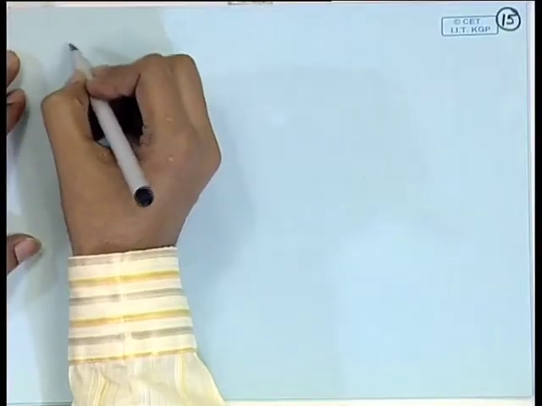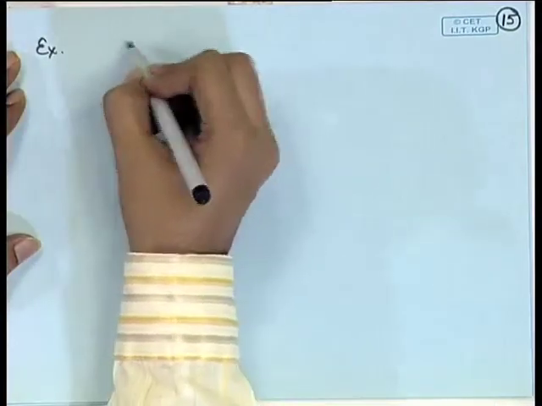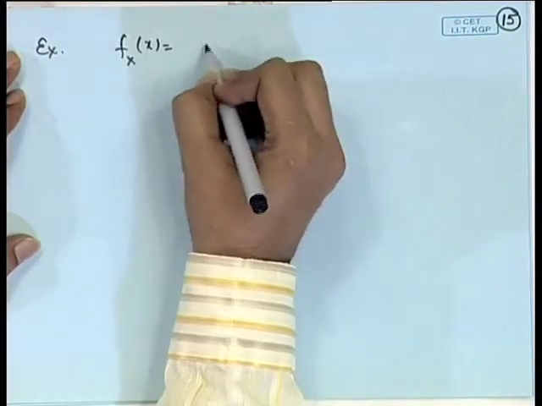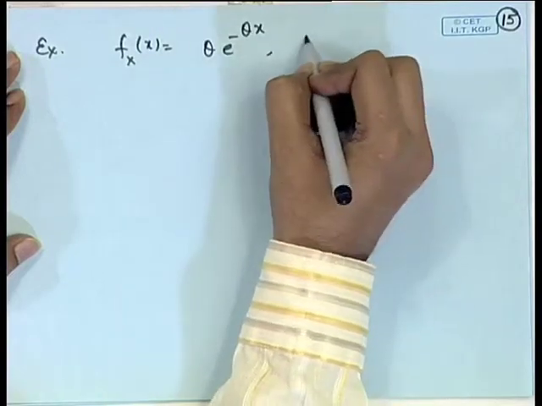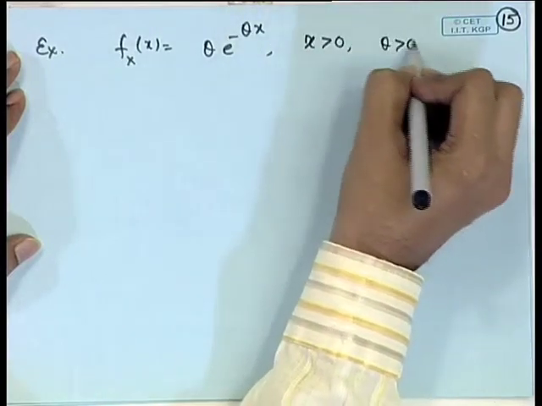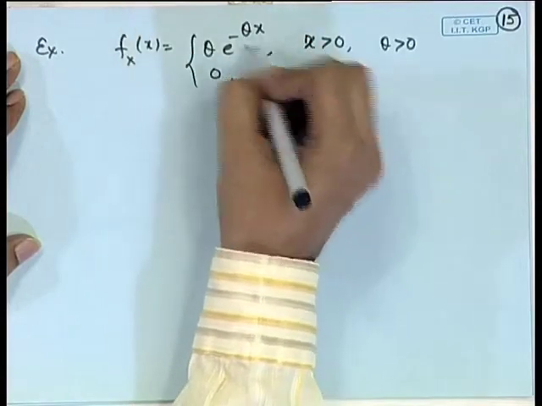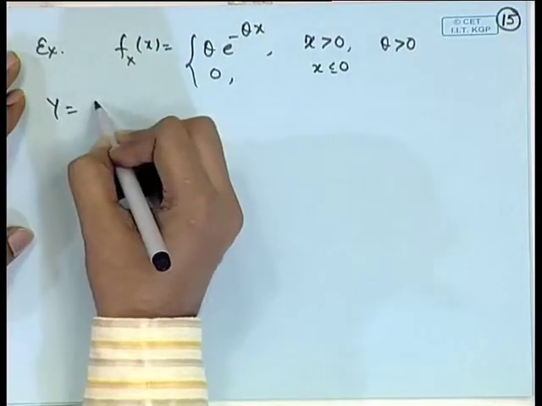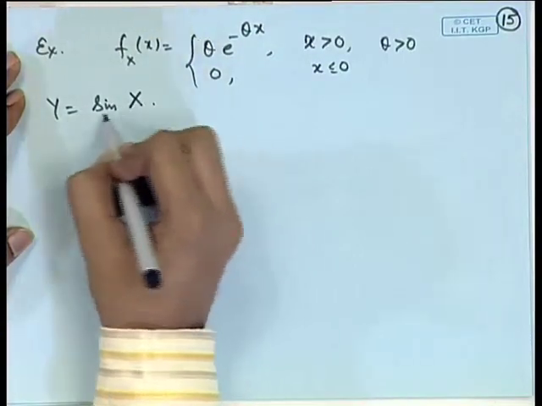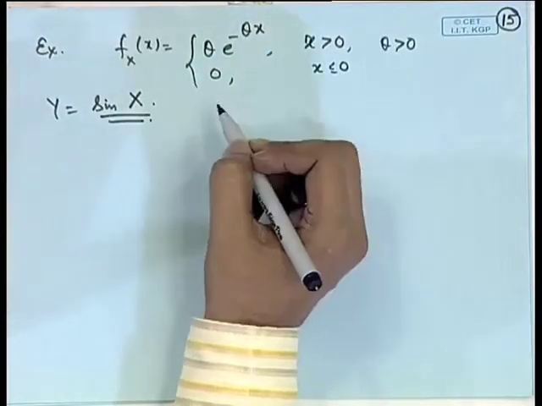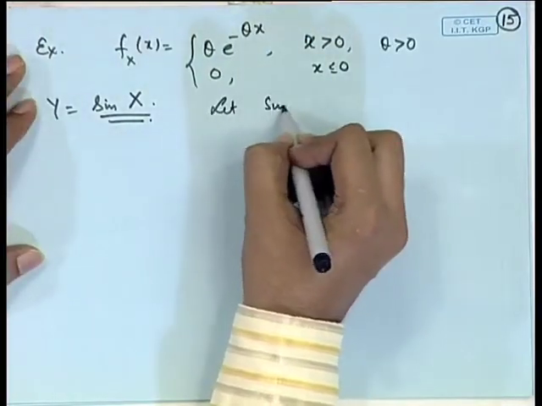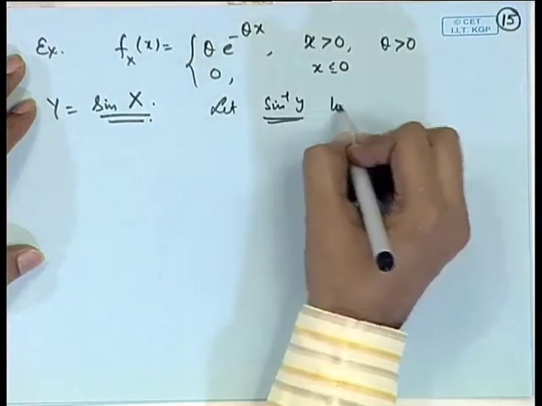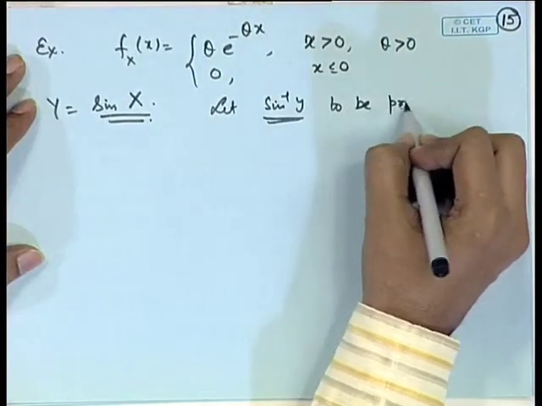Let us take one example here. Say f x is theta e to the power minus theta x for x greater than 0. That means it is an exponential distribution with parameter theta. Consider y is equal to say sine of x. So, we consider sine inverse y to be the principal value.